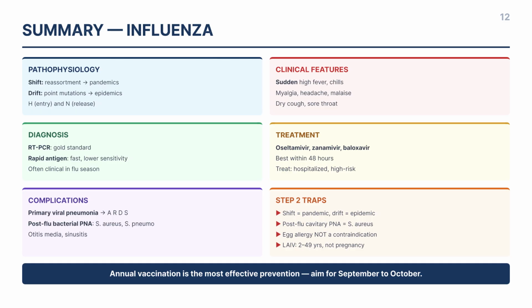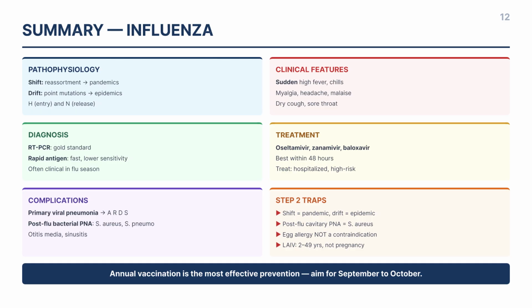Complications: primary influenza pneumonia can progress to ARDS. Post-influenza bacterial pneumonia is most commonly caused by Streptococcus pneumoniae and Staphylococcus aureus, with cavitations and pneumatocysts suggesting Staph aureus. Vaccination: annual inactivated vaccine for everyone 6 months and older, ideally in September or October. Pregnancy gets inactivated, not live attenuated.